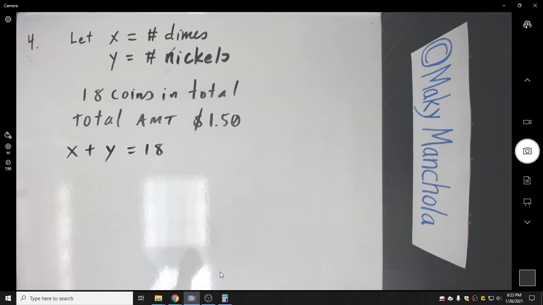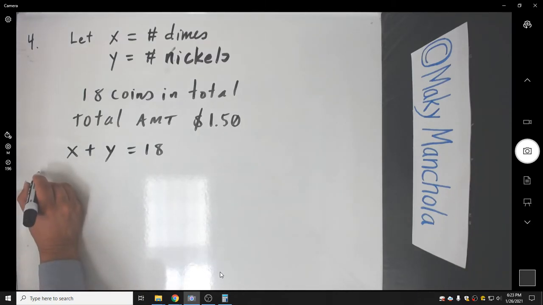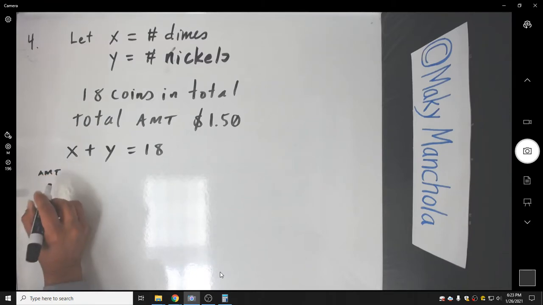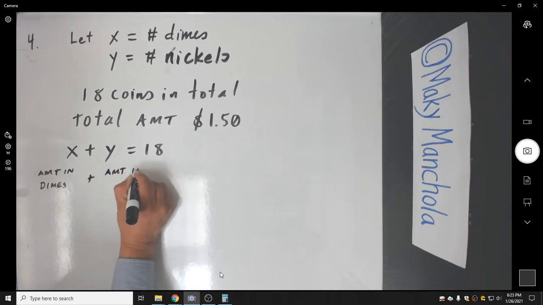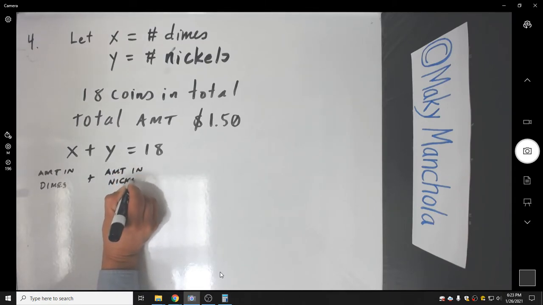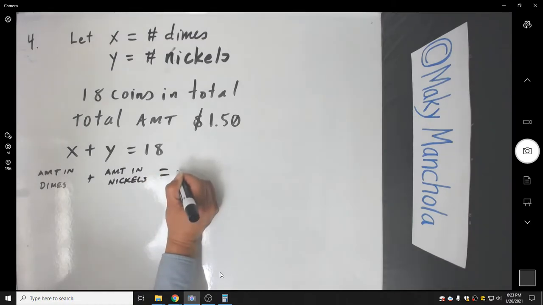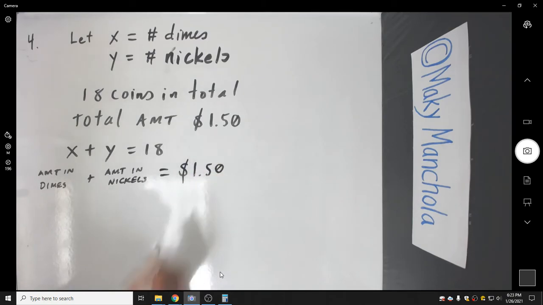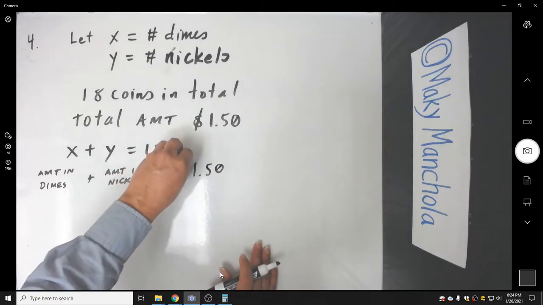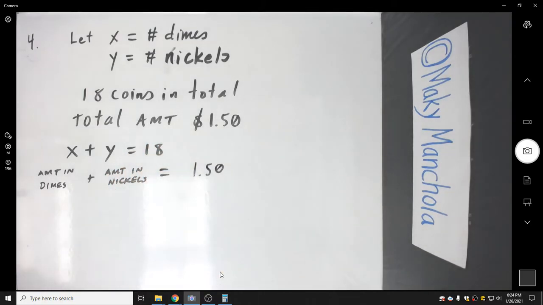Now, you have the total amount of $1.50. Some of that is in dimes, some of that is in nickels. So we'll say that the amount in dimes plus the amount in nickels is $1.50. Now let's remove the dollar sign here so we can do algebra in a simple way.